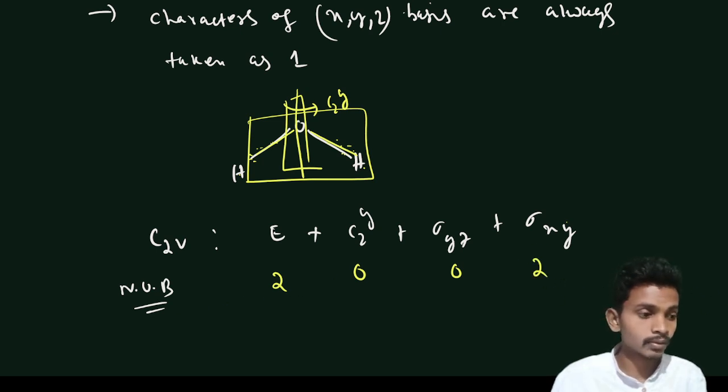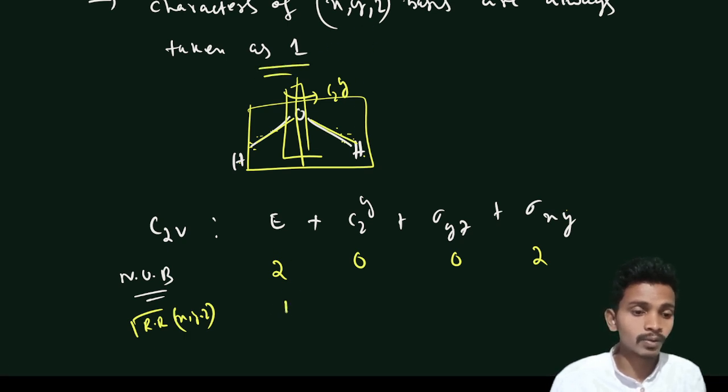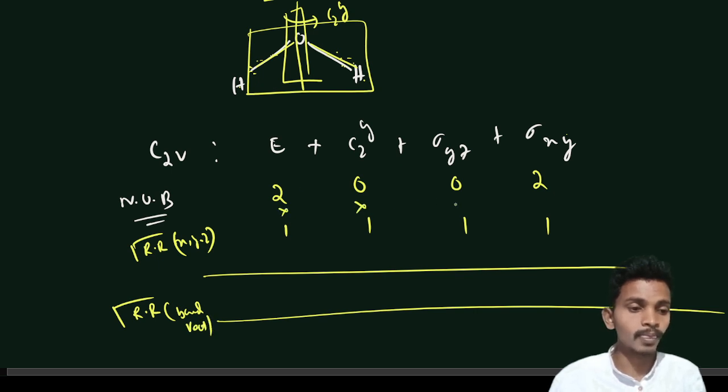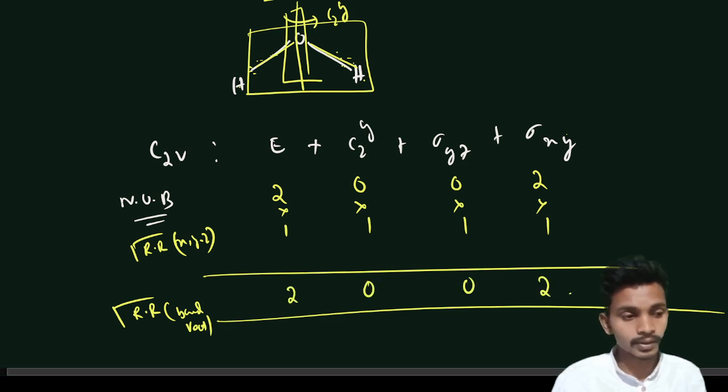Okay, now for the reducible representation, on the X, Y, Z axis basis we have to take all as 1, so you have to take 1, 1, 1, 1. Then we have to multiply it. That gives the reducible representation for bond vectors. We have to multiply. This becomes 2, this becomes 0, 0, this becomes 2. So this is the answer.